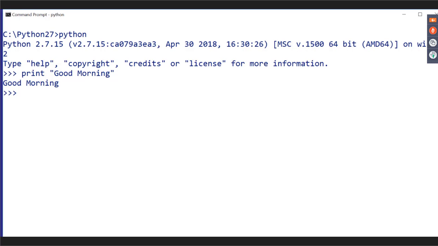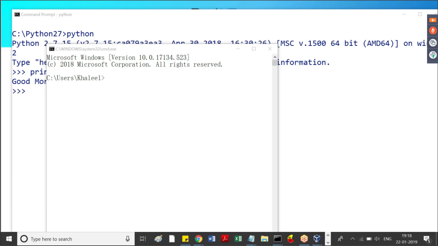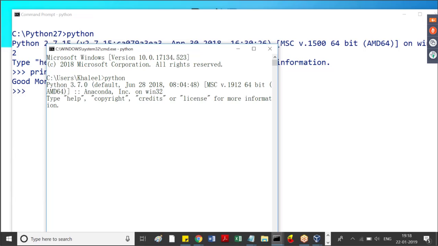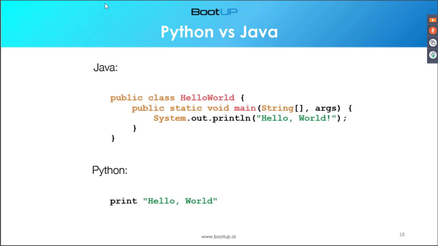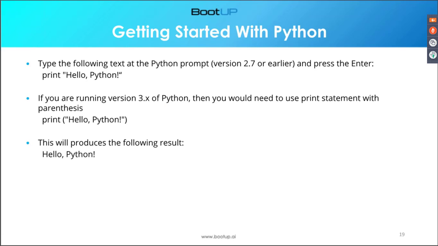So if, let us say, for example, I load it in a 3.x, I give Python here. This is a 3.x, a 3.7. I give a print, print good morning. So I get to see the same on the screen. So when you're working with Python, Python has very simple syntax. You don't have to worry about complex syntax as you see in other programming languages.